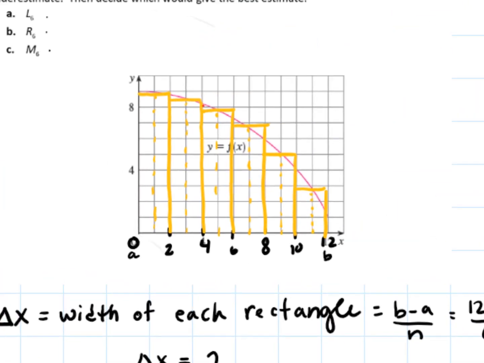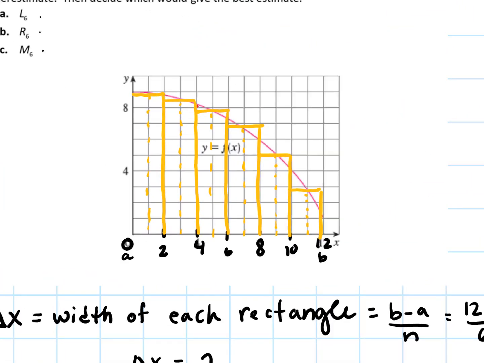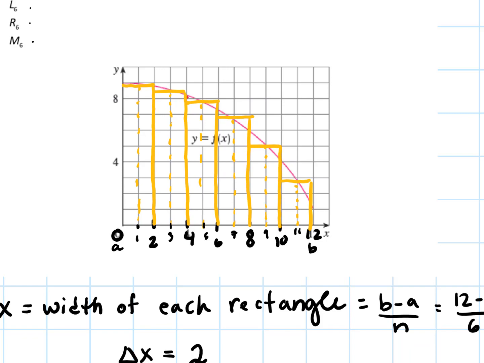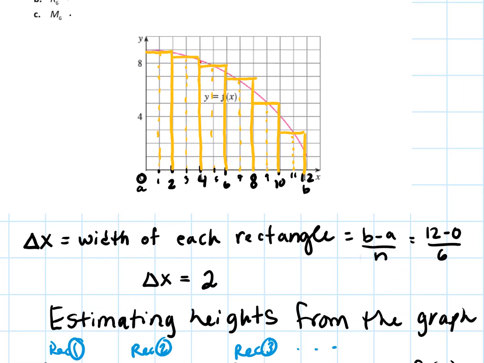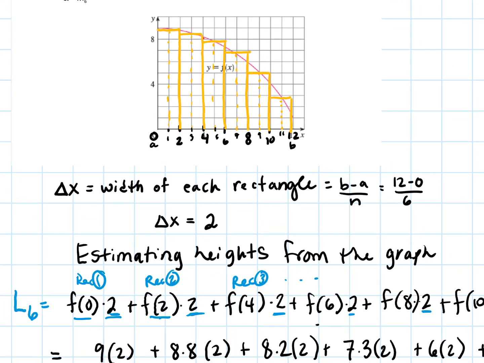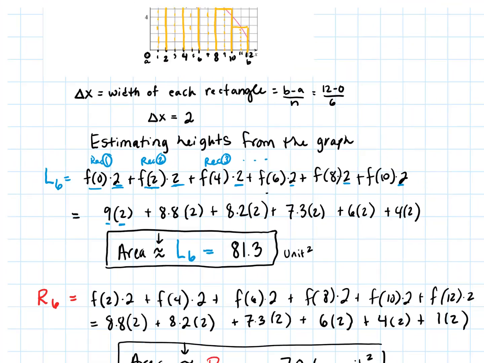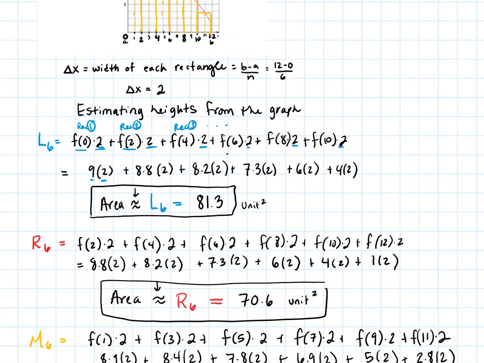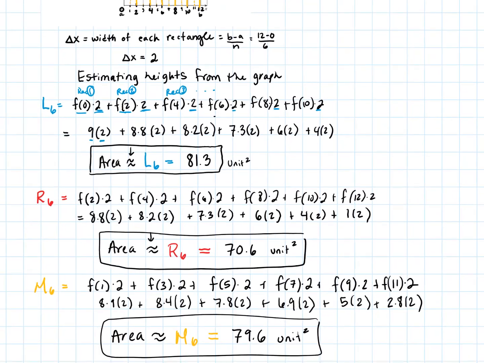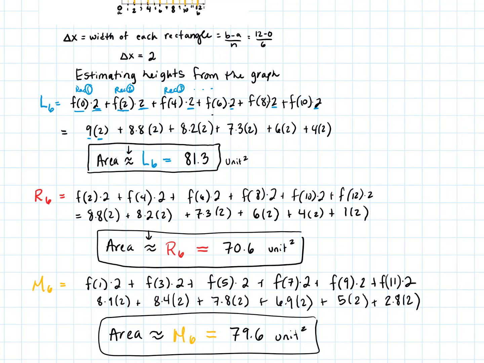So using the midpoint, on each of the little subintervals, grabbing the midpoint, which is at 1, 3, 5, 7, 9, and 11, using those points to set up the heights of each of the rectangles. Then using the graph just to estimate, and these are approximations. Obviously, I had to make some educated estimations off of where the graph was. And you can see each of these particular graphs.